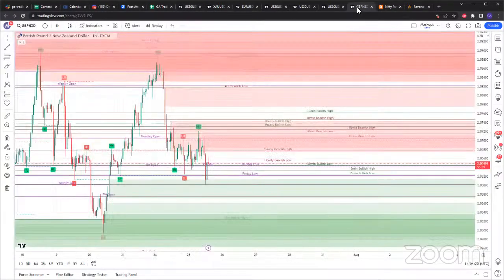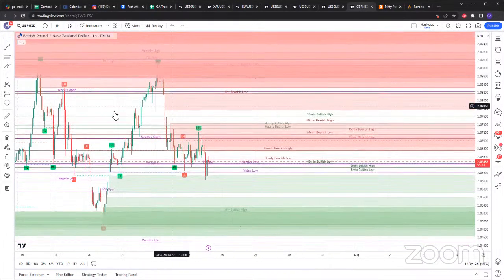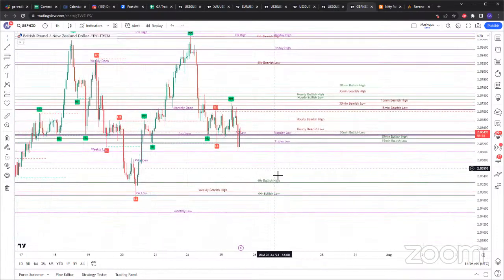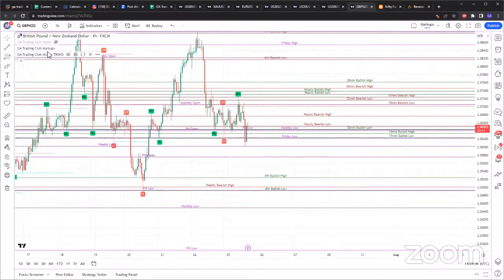Okay, one last thing. So this is something I've been trading personally. I've just been playing around with this GBP NZD. So what I normally do, or what I've been doing, I've been playing these zones. I've been playing the 4 hour bearish high and low. So if I turn off the zones indicator here, I'm sorry, that's the markups. If I turn off the zones indicator, you see we have a 4 hour bearish high, 4 hour bearish low, and we have a 4 hour bullish high, 4 hour bullish low.